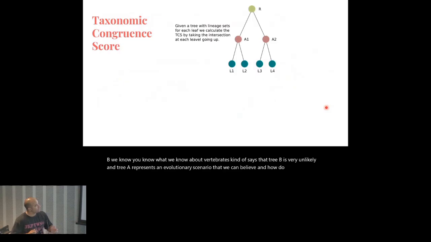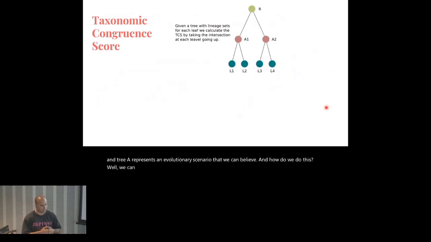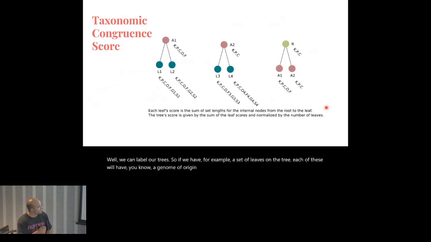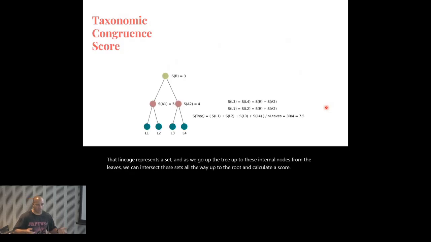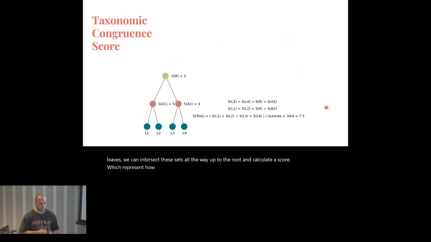And how do we do this? Well, we can label our trees. If we have, for example, a set of leaves on the tree, each of these will have a genome of origin, and we know the taxonomic lineage. So kingdom, phylum, class, order, stuff we learned in high school. And then we can say, okay, that lineage represents a set. And as we go up the tree, up to these internal nodes from the leaves, we can intersect these sets all the way up to the root and calculate a score which represents how well our tree agrees with the known taxonomy. And if our tree in eukaryotes agrees with the known taxonomy, we can say that's a good tree.